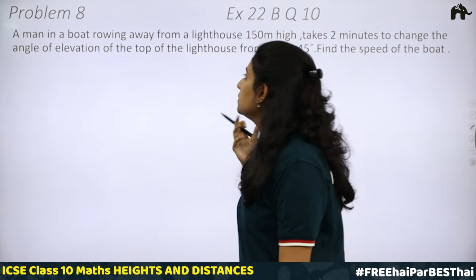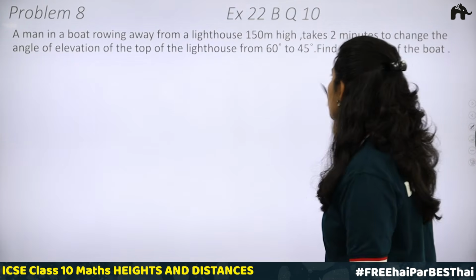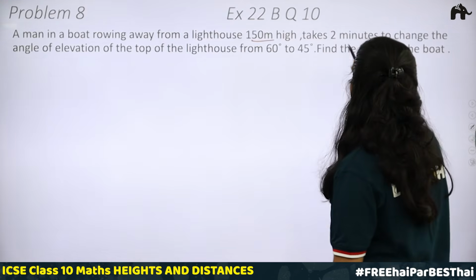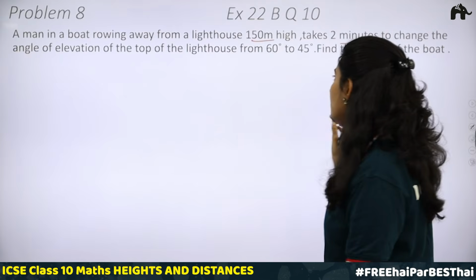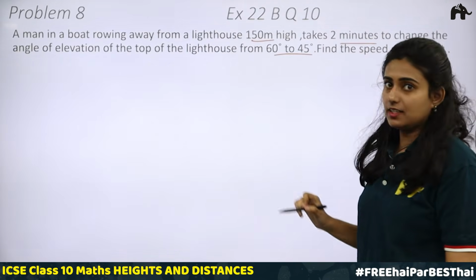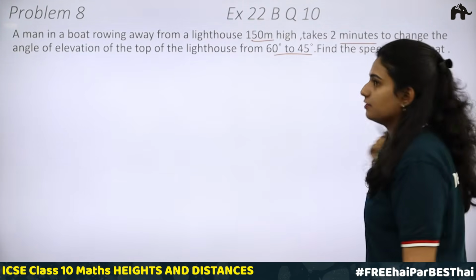Problem number 8, question 10 of exercise 22B. A man in a boat rowing away from a lighthouse 150 meter high takes 2 minutes to change the angle of elevation of the top of the lighthouse from 60 degrees to 45 degrees. Find the speed of the boat.